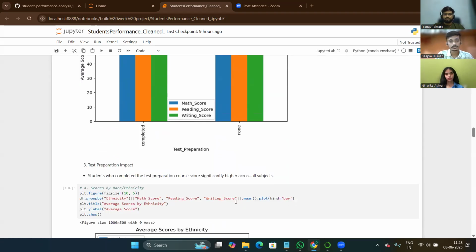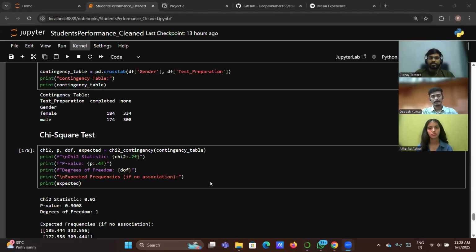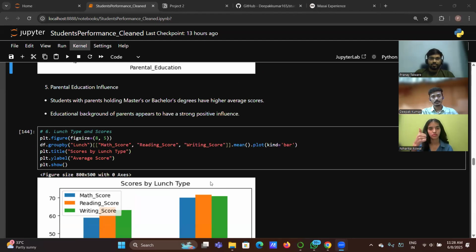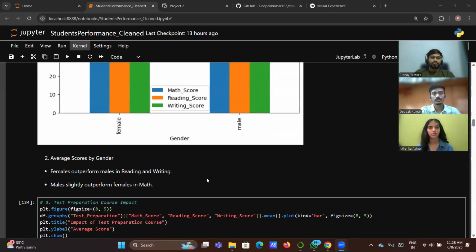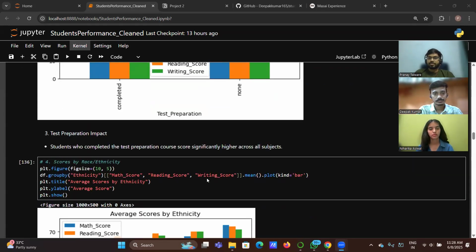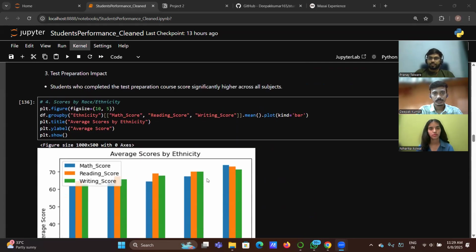So from now, my friend Pranay will... Okay. Thank you, Deepak. From now, I will explain the project from my screen. Deepak, could you please stop sharing your screen? I will share my screen now. So, hello guys. Can you see my screen? Yes, we can see everything. Can you guys see my screen there? I was asking.